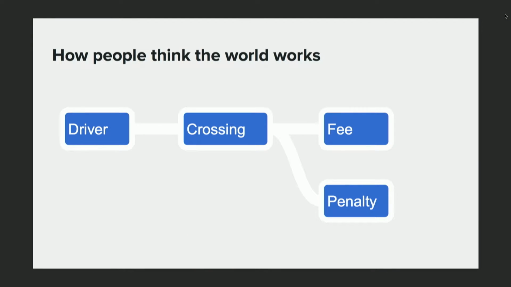Except, it's like this idea with the coffee shop. How the world works is slightly different to the way this system is designed. I don't know if I can quickly take you through this, but there's a driver, right? The driver goes over the crossing, and because of that, he or she has to pay a fee. Or if they forget, they have to pay a penalty, okay? So this is how people think it works, okay?